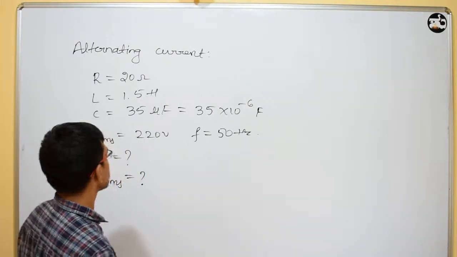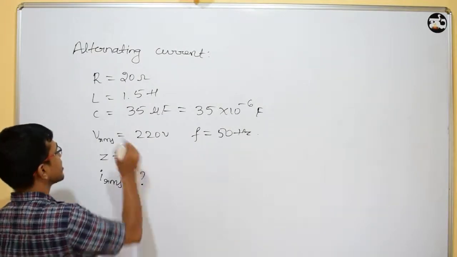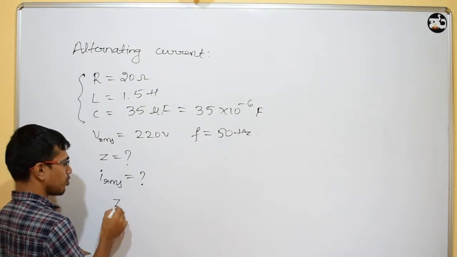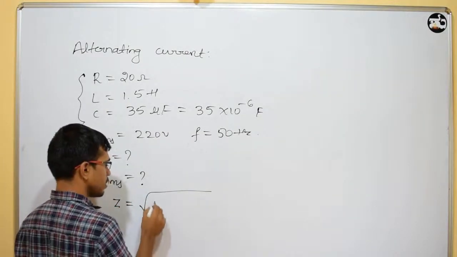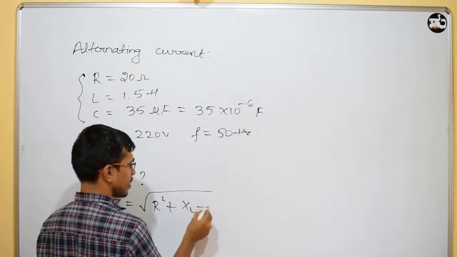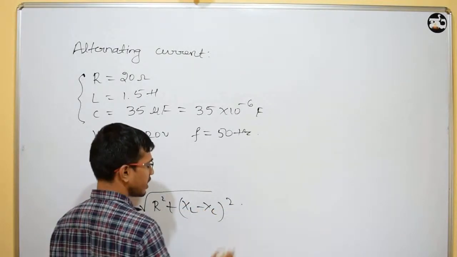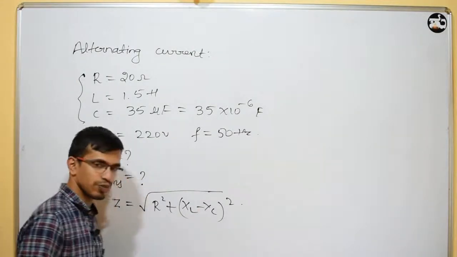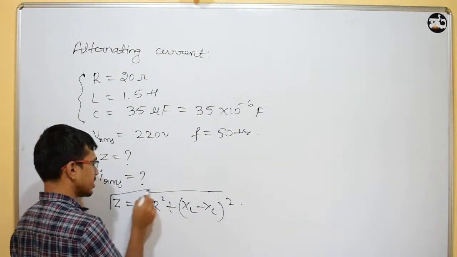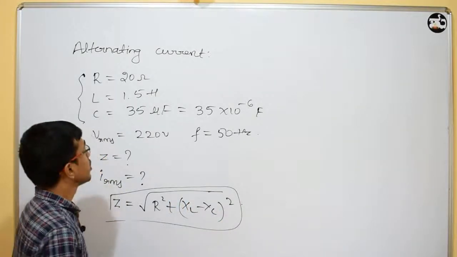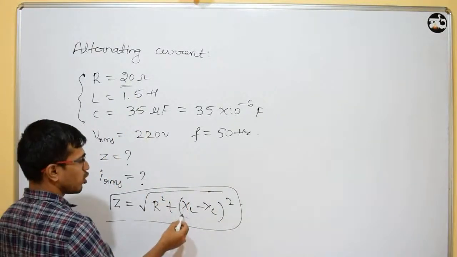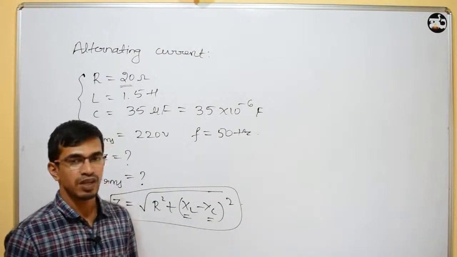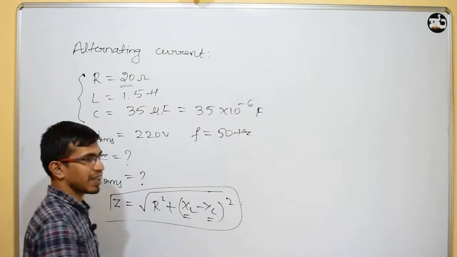Since this is the RLC circuit or LCR circuit, to get the impedance we have the simple formula Z is equal to square root of R square plus XL minus XC the whole square. It's not compulsory that it is XL minus XC, it might be XC minus XL also. So we need to find out Z here, the impedance of the circuit. They have given the value of R, but we don't know the value of XL and XC. So try to find out XL and XC, that is, inductive reactance and capacitive reactance.